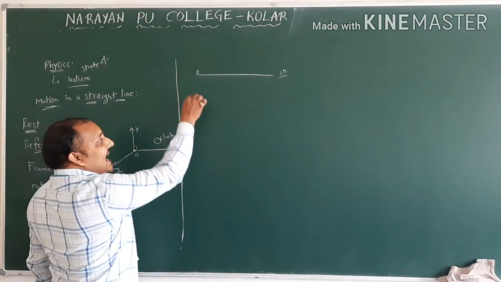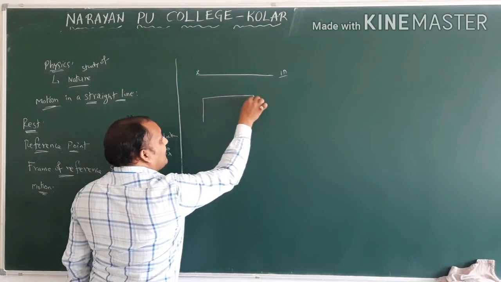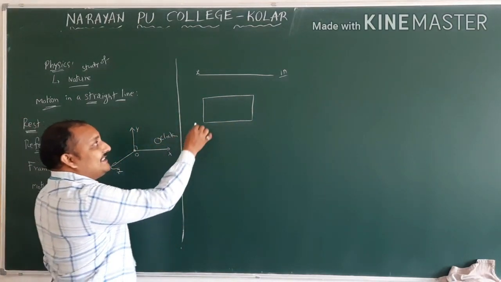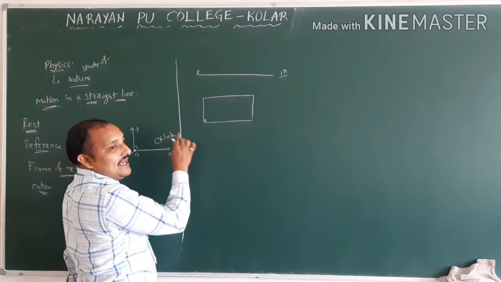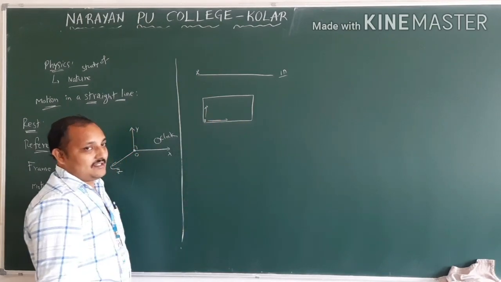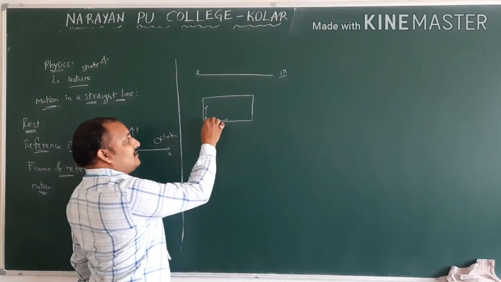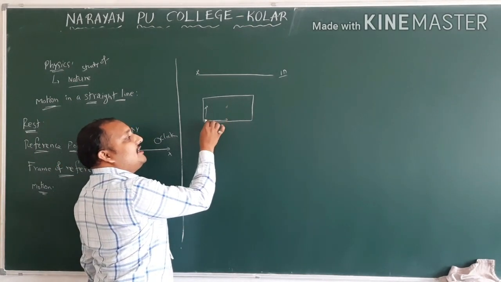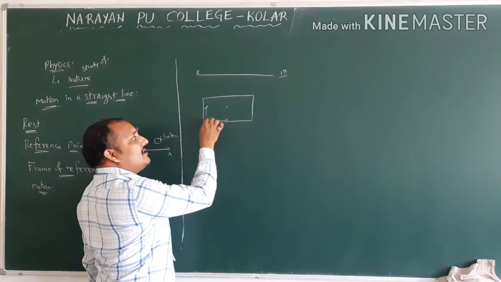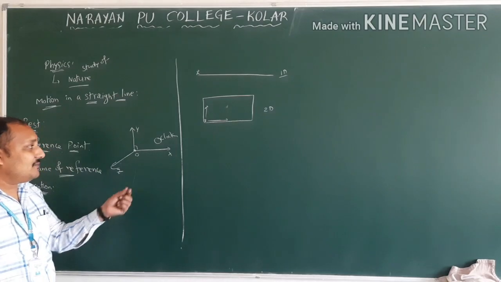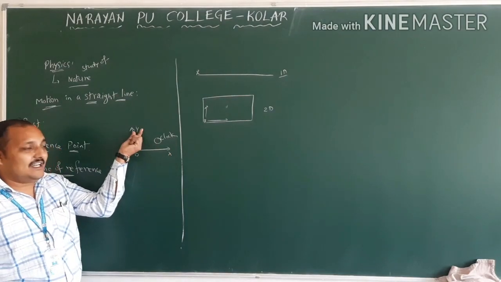Now we leave this ant on a table, the table surface. Then this ant can move in two directions: either along the x-axis or along the y-axis. This one we call two dimensions. At that time, the reference frame you have to take is along the x-axis and y-axis.